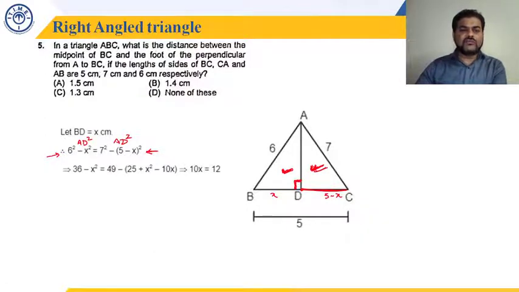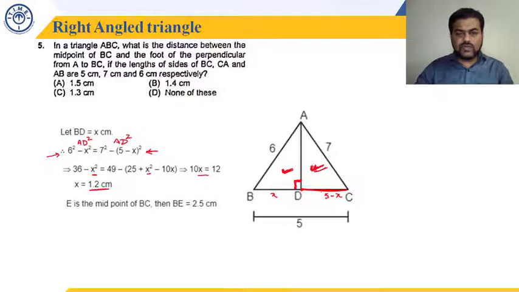This will give me an equation to get the value of X. If I solve this, in the next step, X square and X square will cancel out. So we'll be left with 10x equal to 12 and therefore X is equal to 1.2. What is X? X was nothing but BD. So this is 1.2. Okay. Now let us say the midpoint of BC is E. It is somewhere here.